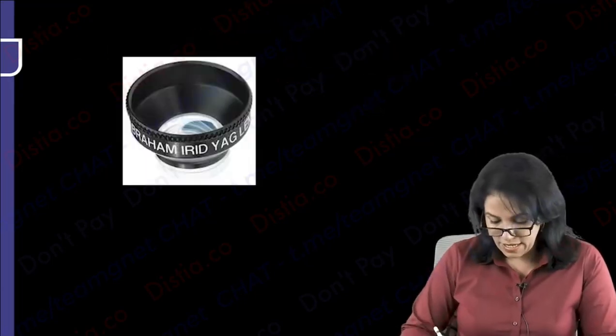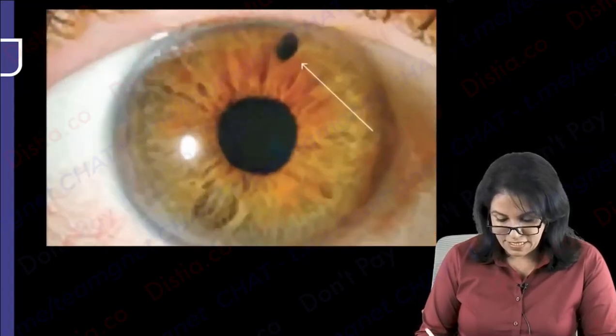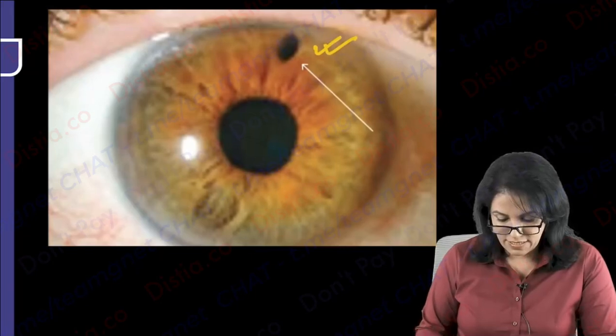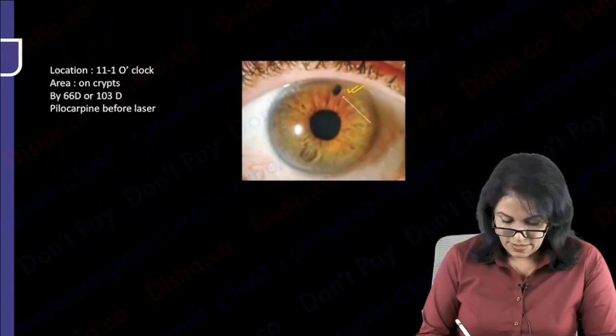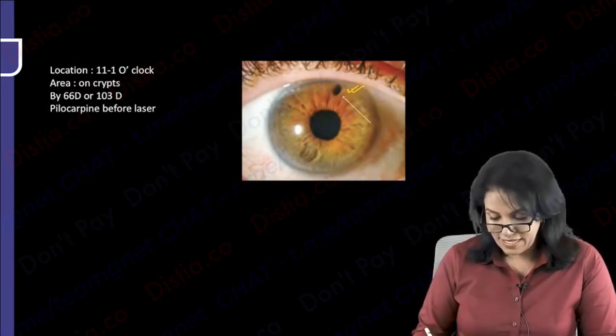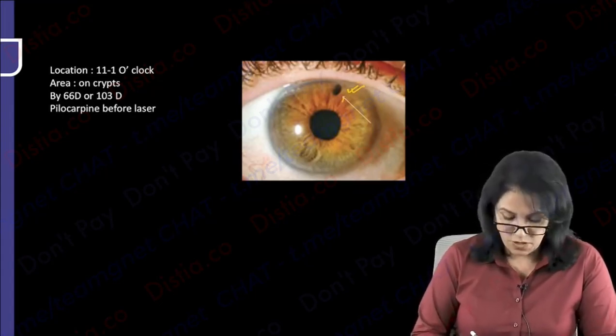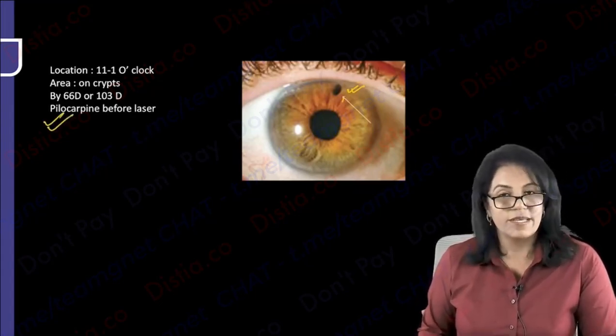Okay, so see, this is your Abraham lens. This is the peripheral iridotomy which has been done in this patient. Look at the location, right? So, yes, please remember you want to constrict the pupil so that you can get a nice iris periphery for doing the laser. So, always use pilocarpine before doing the laser.